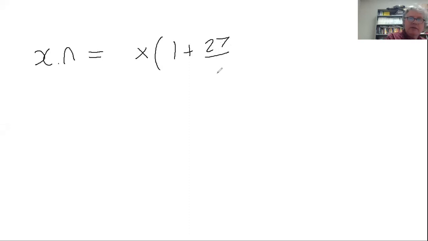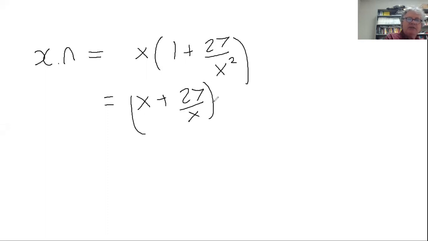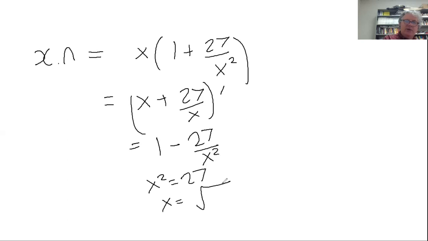So the total distance that they're going to travel is going to be x times the number of times they go up x meters, which is x times 1 plus 27 divided by x squared, the formula given to you, which is x plus 27 divided by x. So we take the derivative of this, which is 1 minus 27 over x squared, and that's going to equal 0 when x squared is 27. So x should be the square root of 27.